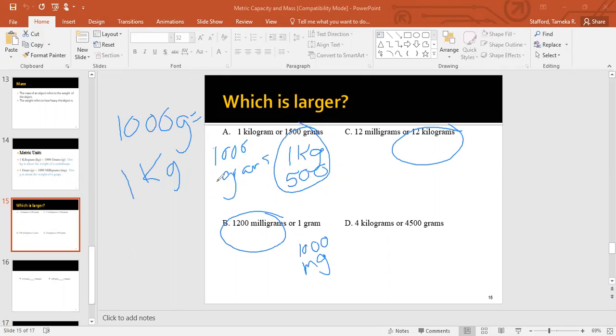All right, moving on to letter D. You have 4 kilograms and 4,500 grams. 4 kilograms is the same thing as 4,000 grams. So which one would be larger? That is correct, 4,500 grams.